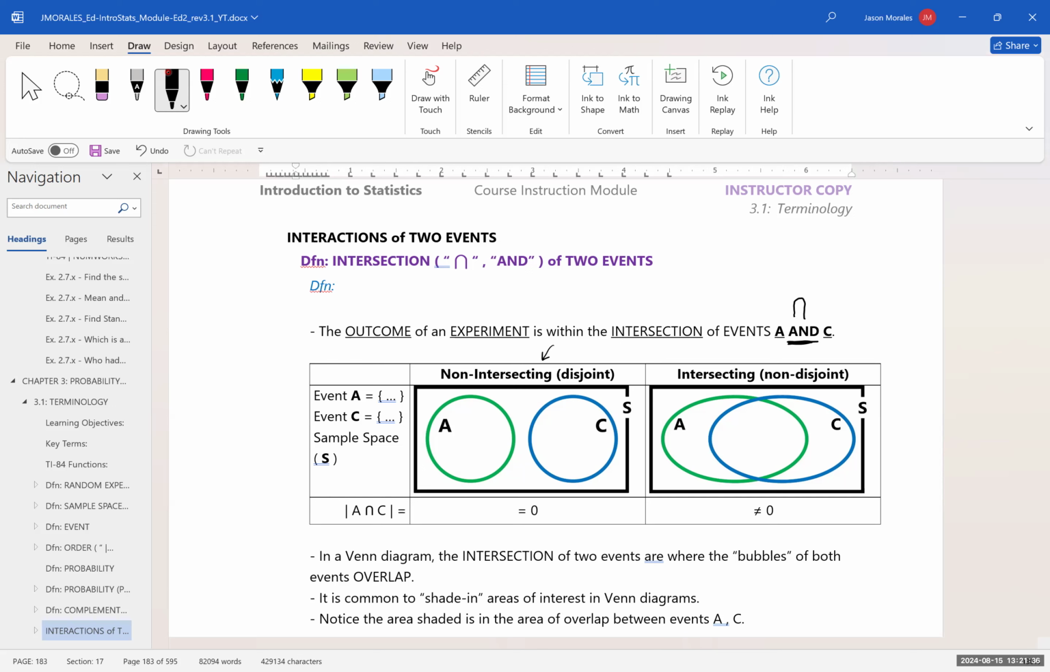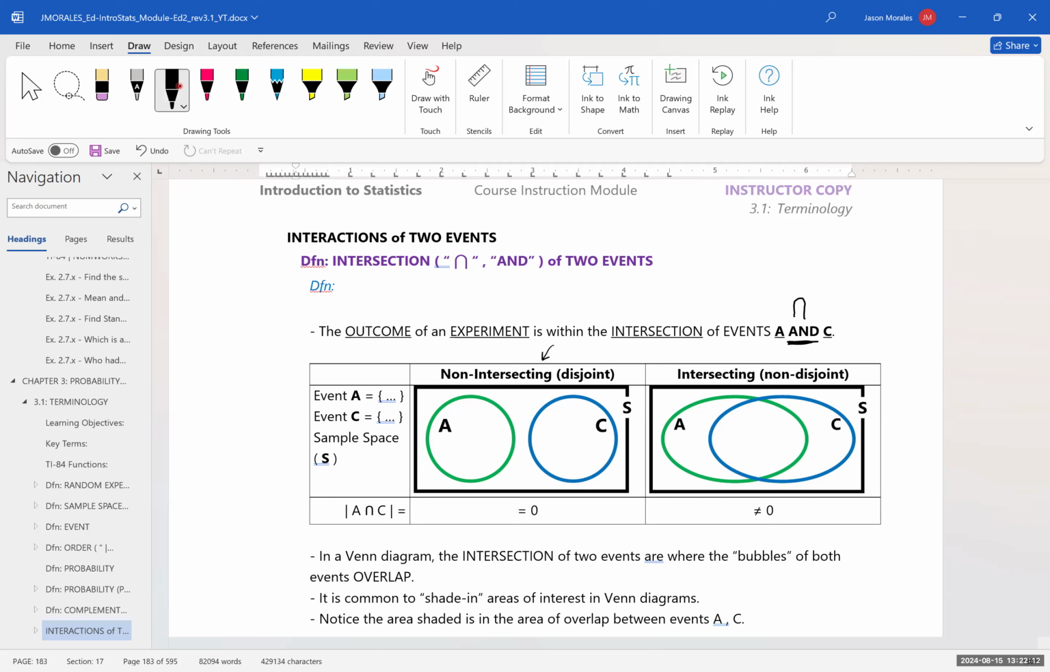Whenever you've got two events that are disjoint, meaning they're not overlapping, then the order of their intersection is going to be zero. It's zero because they don't intersect, so there's nothing in their intersection. By contrast, when you have two events that intersect and they are not disjoint, meaning they do have some overlap, then their intersection will not be zero. There will be something there.